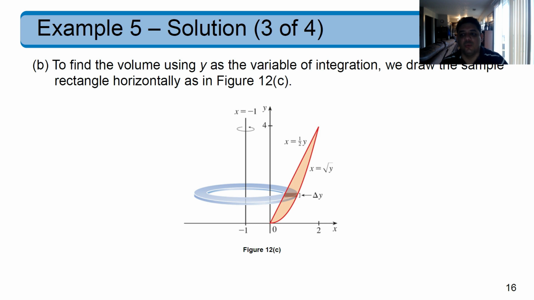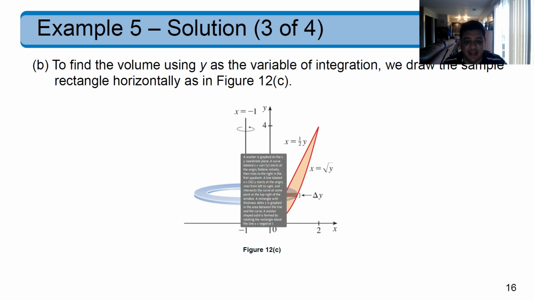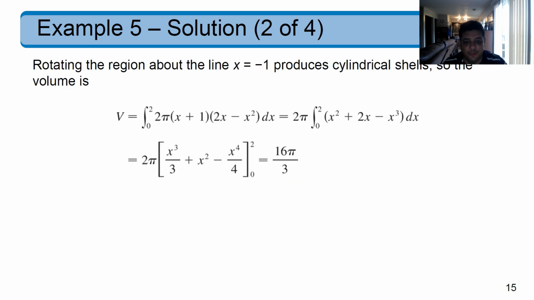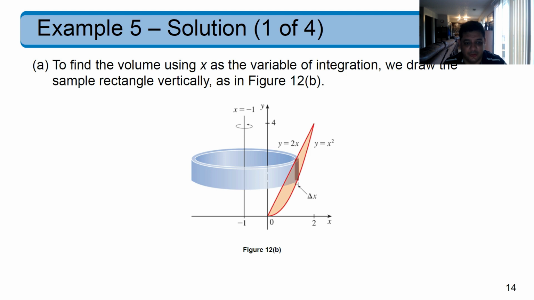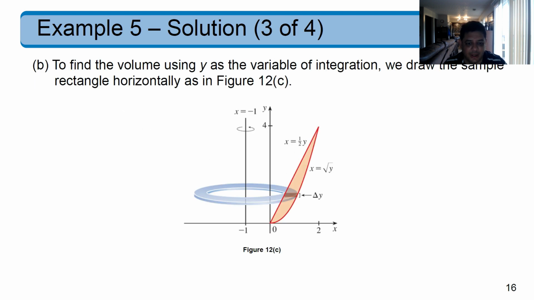Notice that we're going to find the volume using y as the variable of integration. First thing, we have to change everything to be in terms of y. Here we're going to have x equals 1/2 of y. Before it was y equals 2x, so x becomes 1/2 of y. And we have y equals x squared, so that function transforms into x equals the square root of y.